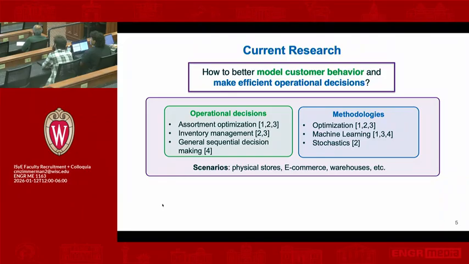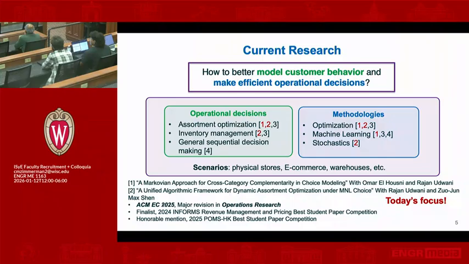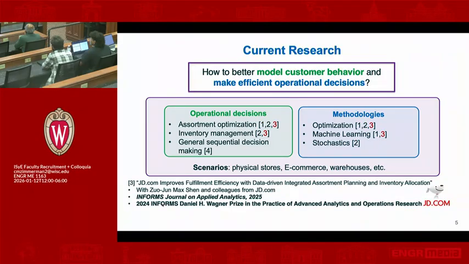So my research has been centered around solving challenges like these, and more specifically, I study how to model customer choice behavior and make more efficient operational decisions. Problem-wise, I study assortment optimization, inventory management, and general sequential decision-making using methodologies from optimization, machine learning, etc. In today's talk, I will go deep into the two papers that address exactly the two challenges I have discussed. But besides those two papers, I also want to share some other work.